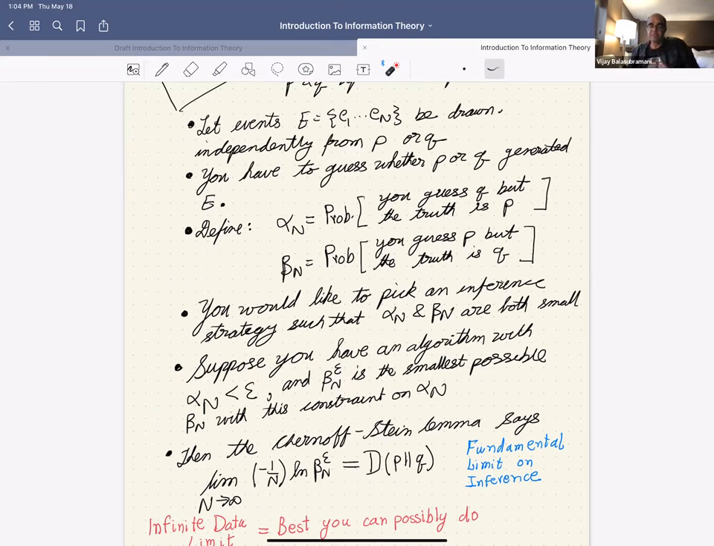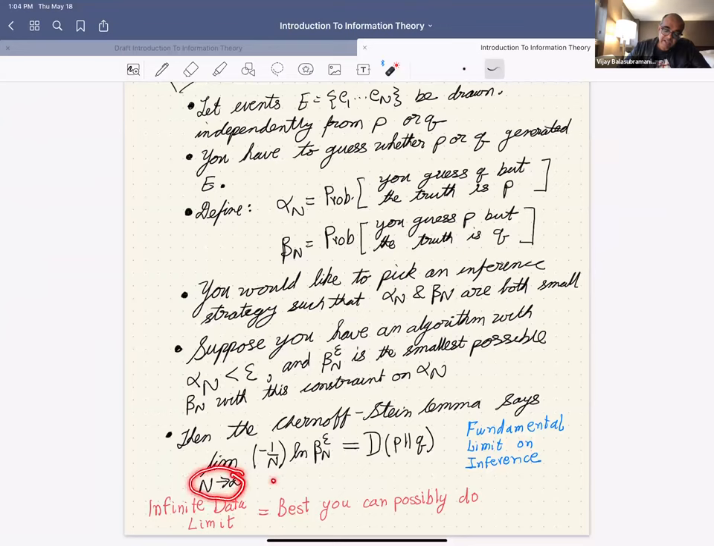So there's a theorem called the Chernoff-Stein lemma, and it says that the limit as the amount of data goes to infinity of minus 1 over n times the logarithm of this other error is the Kullback-Leibler divergence. So this is a fundamental limit on inference.